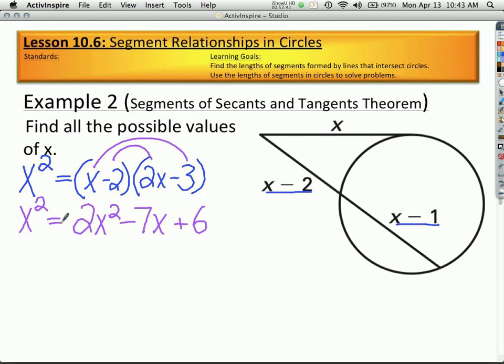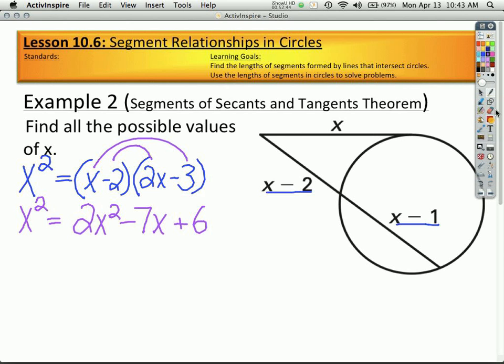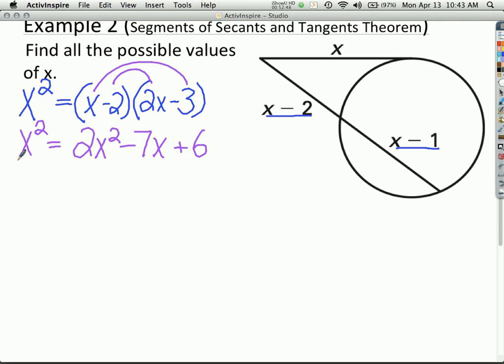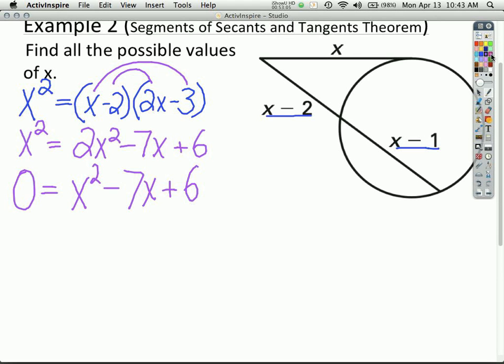To solve a quadratic, we need everything on one side. So we subtract x squared from the left and from the right, and we get 0 equals x squared minus 7x plus 6. You are more than welcome to do the quadratic formula at this point. If you can remember, x equals -b plus or minus the square root of b squared minus 4ac over 2a.